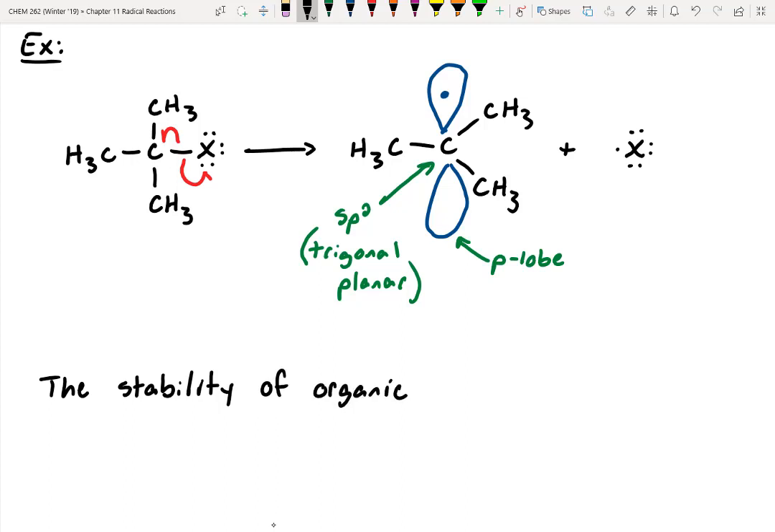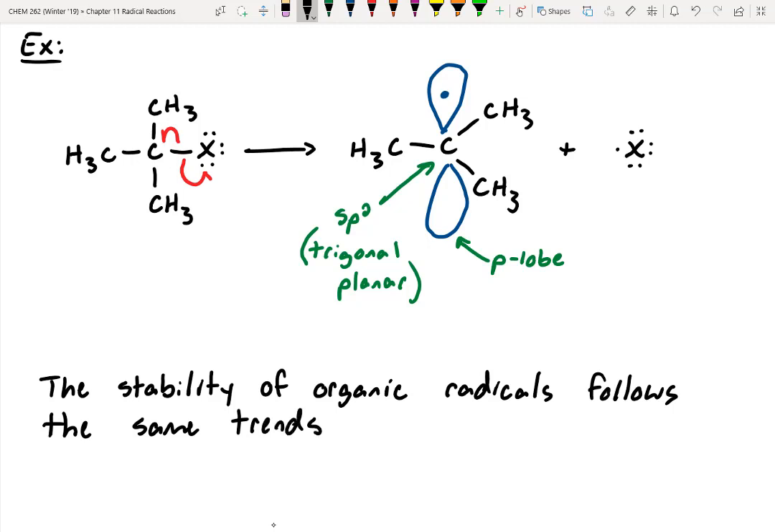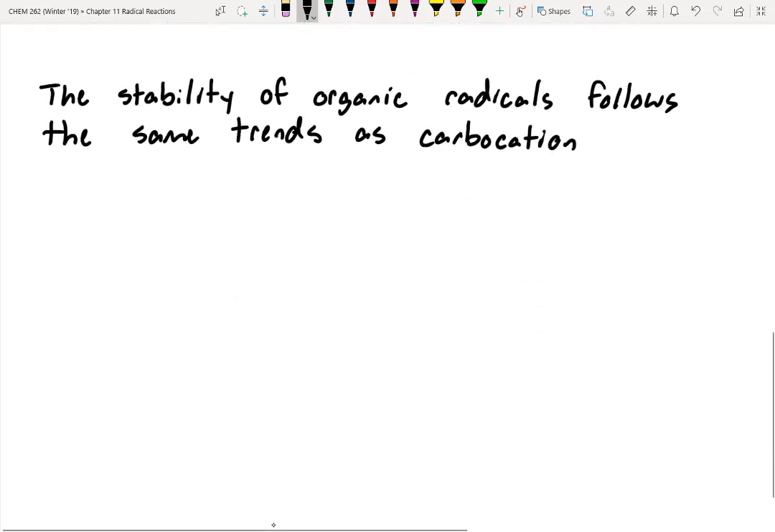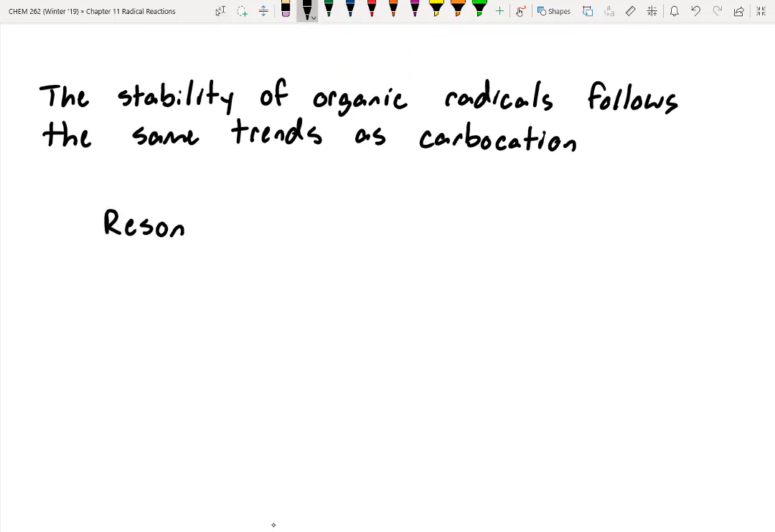So the stability of organic radicals follows the same trend as carbocations. What's the most stable carbocation you can have? The one that's stabilized with resonance, right? So if we think about it, we can say resonance is far away the best situation, followed by tertiary, followed by secondary, followed by primary, and last but not least, we've got methyl radicals.